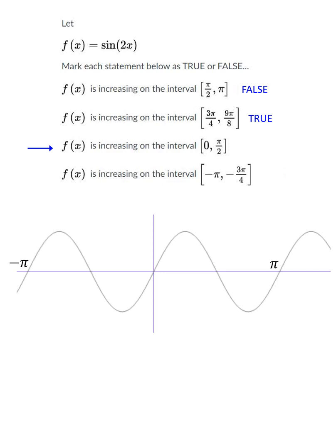For the third question, the interval from 0 to pi over 2 is here. The function is increasing for part of that interval and decreasing for other parts of it. Therefore, it would be a false statement to say that it's increasing on the entire interval.